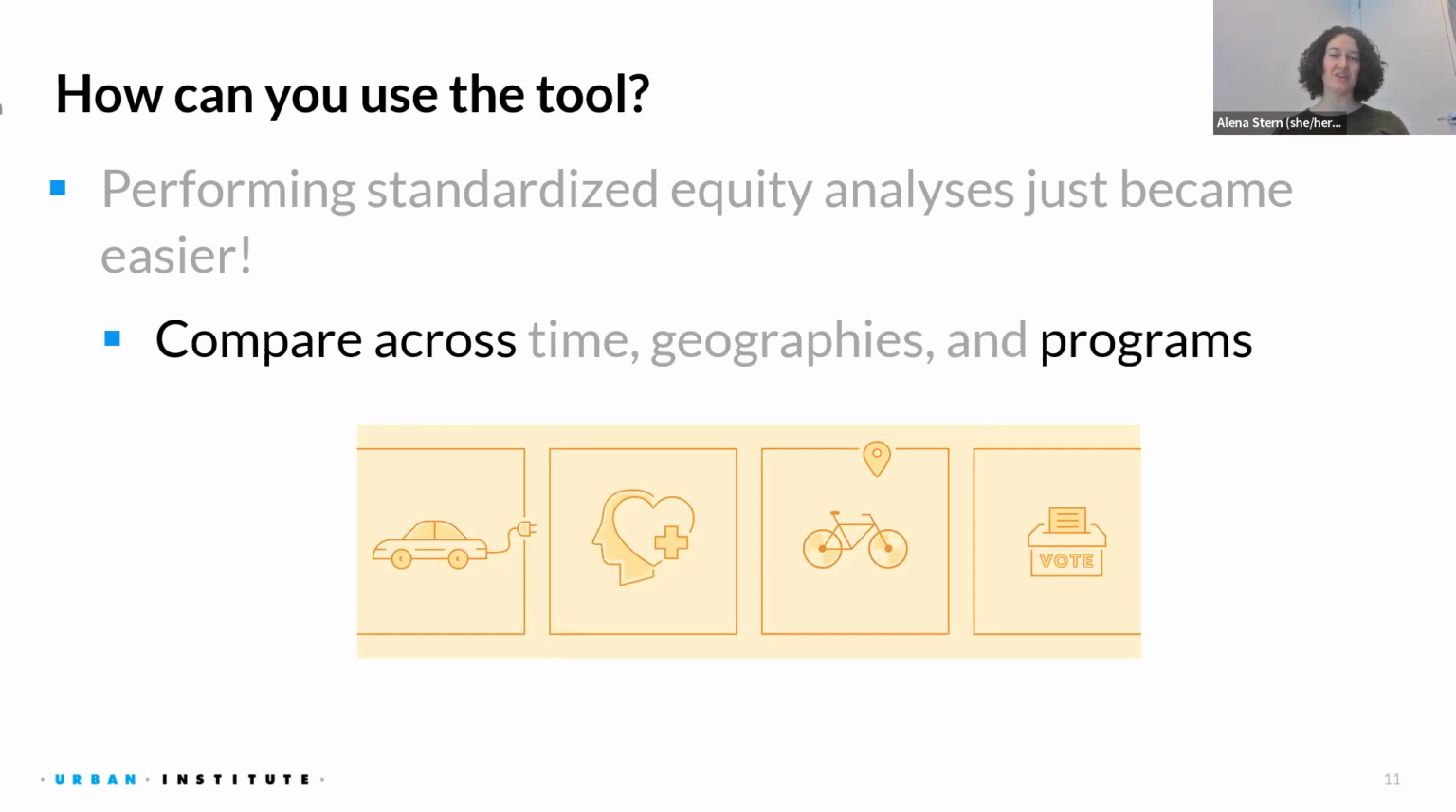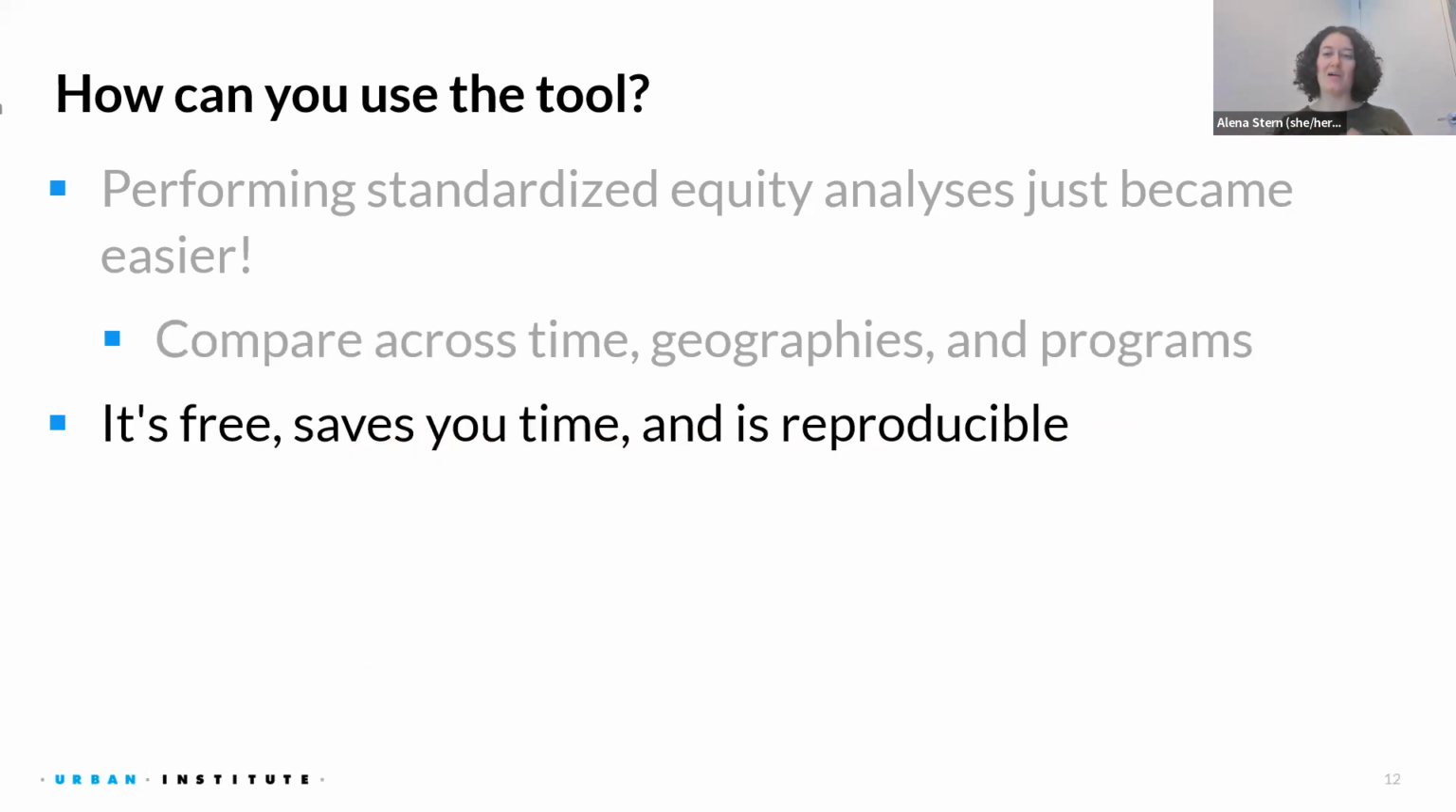So one thing we think is really compelling about the tool is it provides a standardized framework for thinking about equity in the distribution of resources that can apply across programs. So when you're thinking about the social determinants of health, if you want to look across those different determinants and think about equity in distribution, you can do that with this one tool.